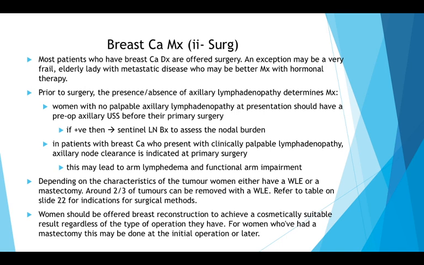So just to stress there, if you don't have palpable lymphadenopathy, do an ultrasound first, have a look at the lymph nodes. If positive, then you need to do a sentinel node biopsy. In those who present with palpable lymphadenopathy from the start, then you just need to do a lymph node clearance, basically. Depending on the characteristics of the tumour, which we've covered earlier, some may have wide local excision, some may have a mastectomy. And as always, try for good cosmetic reconstruction if at all possible.